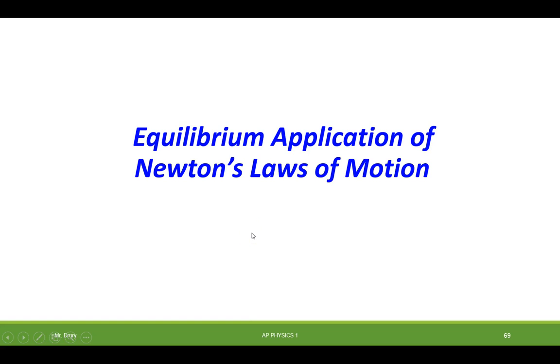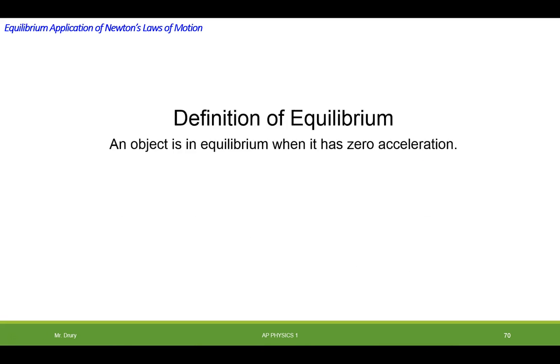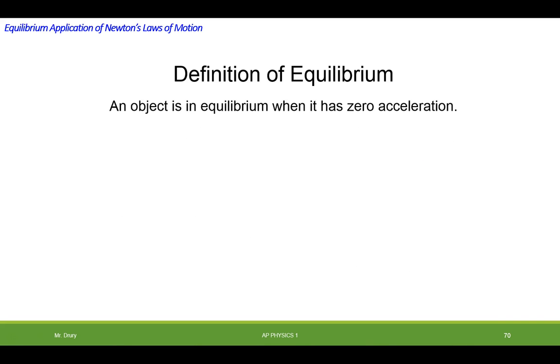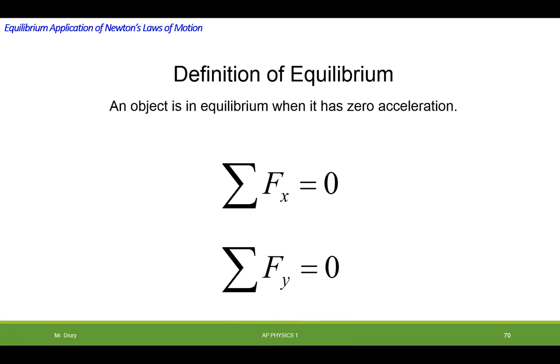Okay, in today's video we're going to be talking about equilibrium applications of Newton's laws of motion. So what is equilibrium? An object is in equilibrium if it has no acceleration. In other words, it's not moving or moving with a constant velocity. And in that case, all the forces in the x have to equal 0 and all the forces in the y have to equal 0.